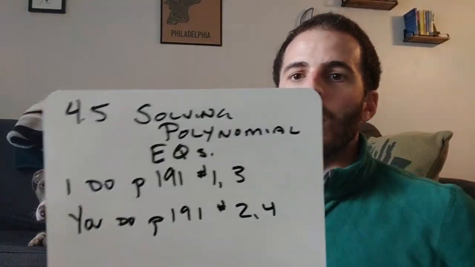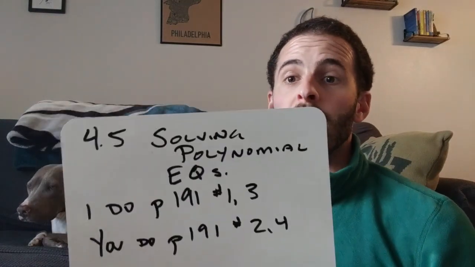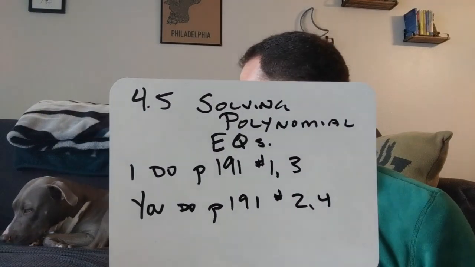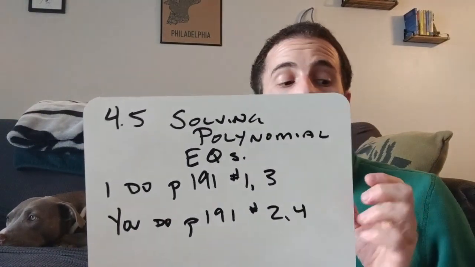All right, welcome to 4-5, Solving Polynomial Equations. Turn your textbook to page 190 and 191. I'm going to do page 191, numbers 1 and 3, and you're going to do page 191, numbers 2 and 4. But before we get started, we have a lot to remember.